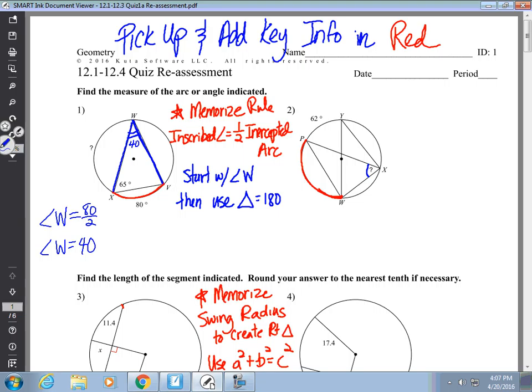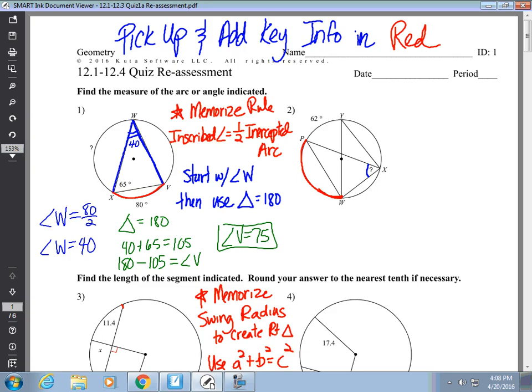I'm going to put that 40 inside, and now I'm going to use the triangle, because the sum of the triangle equals 180. So if I add my 40 plus my 65, that gives me 105. Then I'm going to do 180 minus 105 to find the measure of angle V. Angle V equals 75, as most of you have.